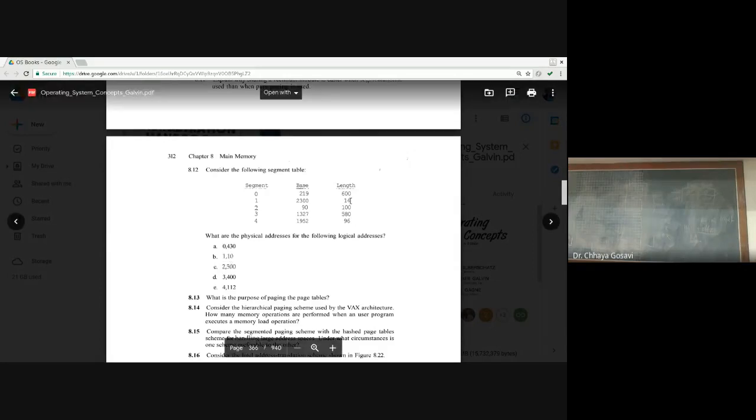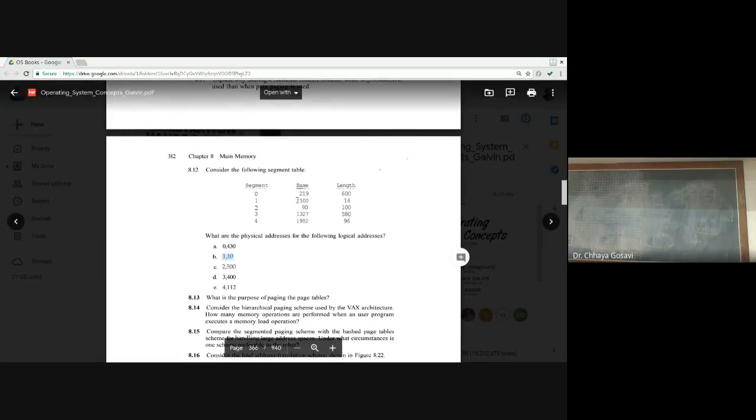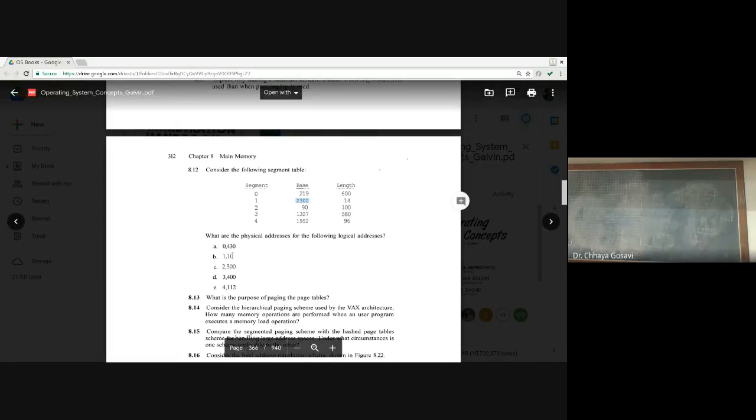In case of 110, again 10 is less than 400. So you can go ahead and convert this logical address to physical address. Here base is 2300 plus 10, it will give you 2310, which is your physical address. Now for this case, 2 and 500. Note that length is 100.